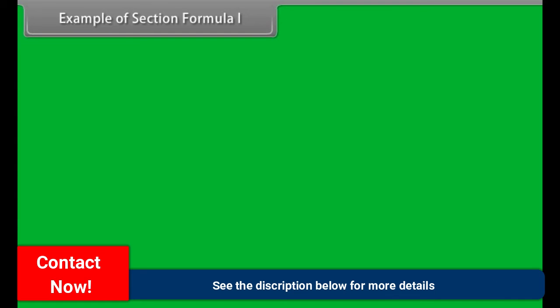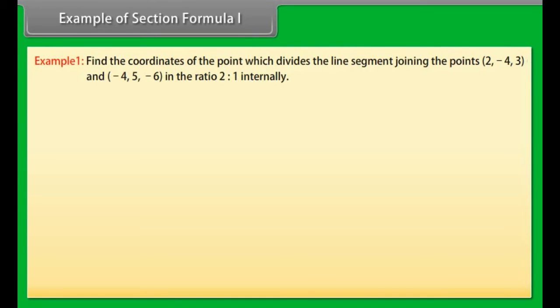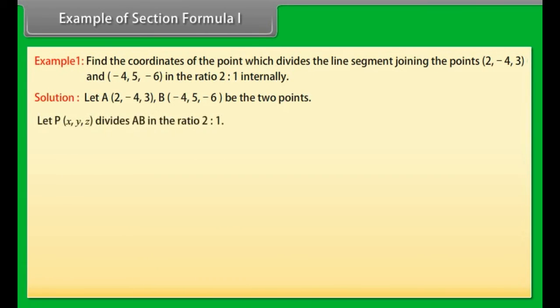Example of section formula 1. Find the coordinates of the point which divides the line segment joining the points (2, -4, 3) and (-4, 5, -6) in the ratio 2:1 internally. Solution. Let A (2, -4, 3) and B (-4, 5, -6) be the two points. Let P (x, y, z) divide AB in the ratio 2:1.